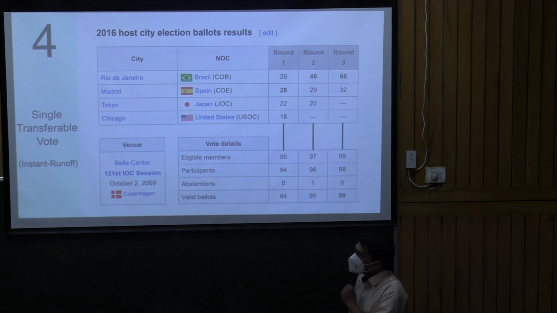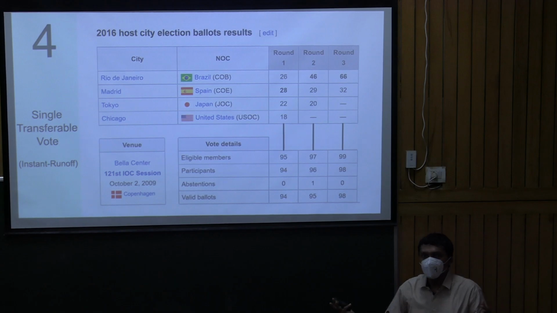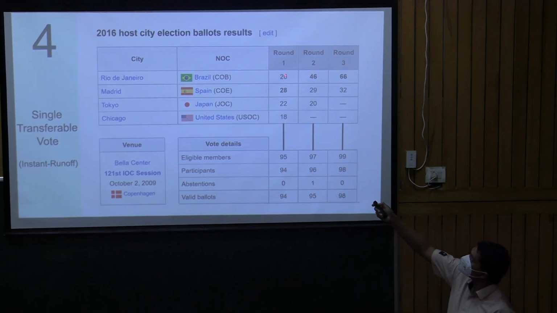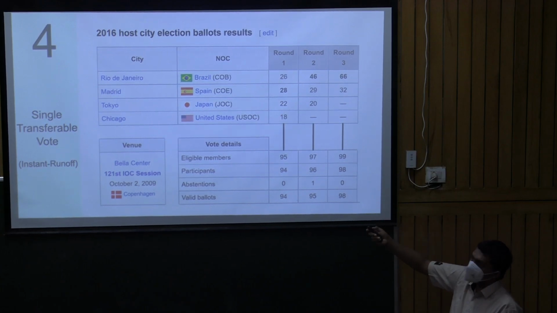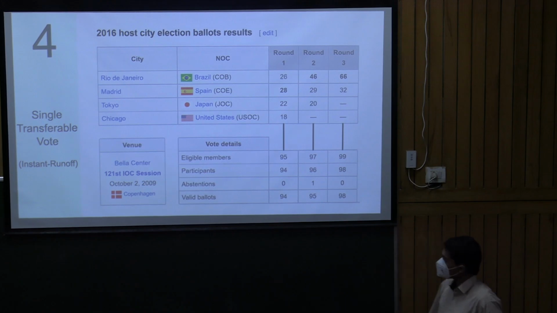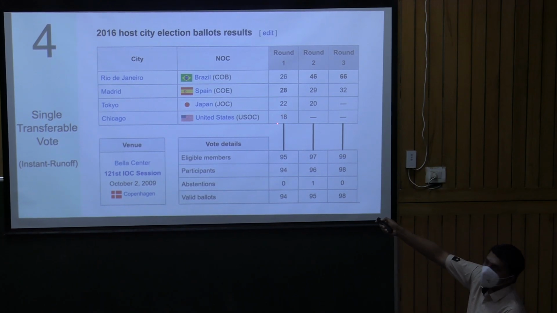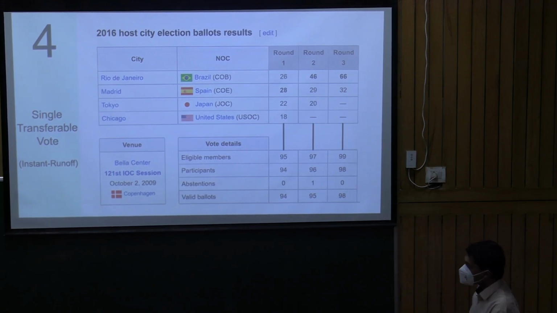And there are some people who have to vote. So they did round 1 of voting, and this is how many votes were cast in favor of each city. 28 people supported Madrid, 22 Tokyo, 18 Chicago, etc. Because Chicago had the least support, it was knocked out. And in the next round you do another computation, and in the next round you do another computation. Okay, so fine.